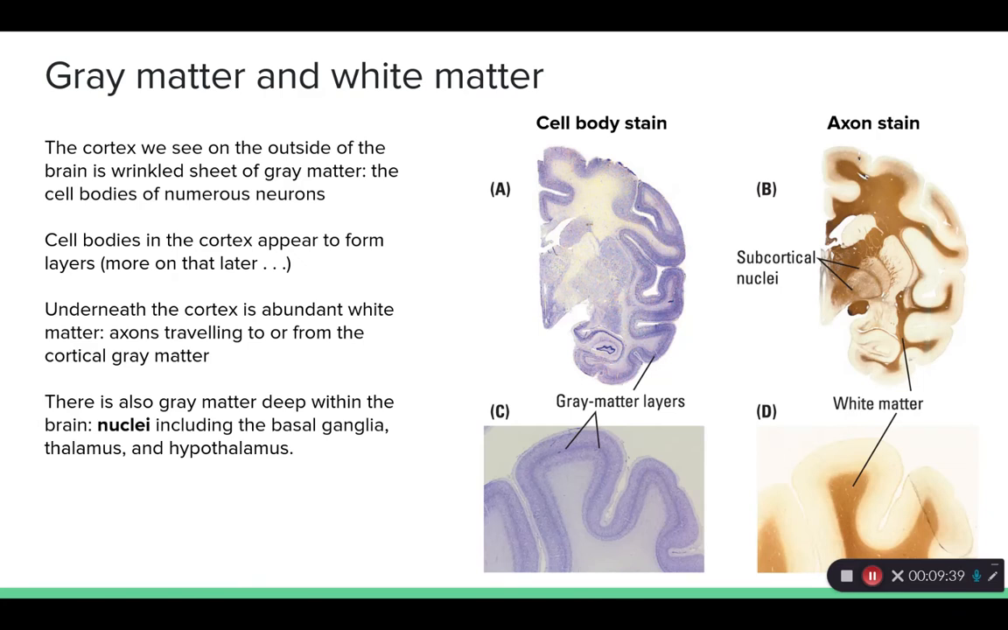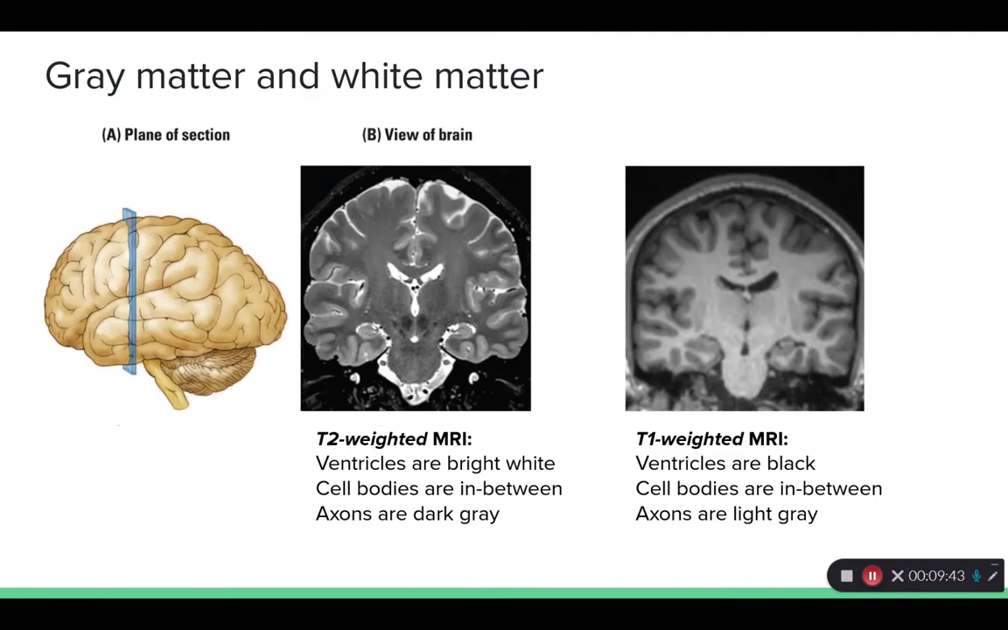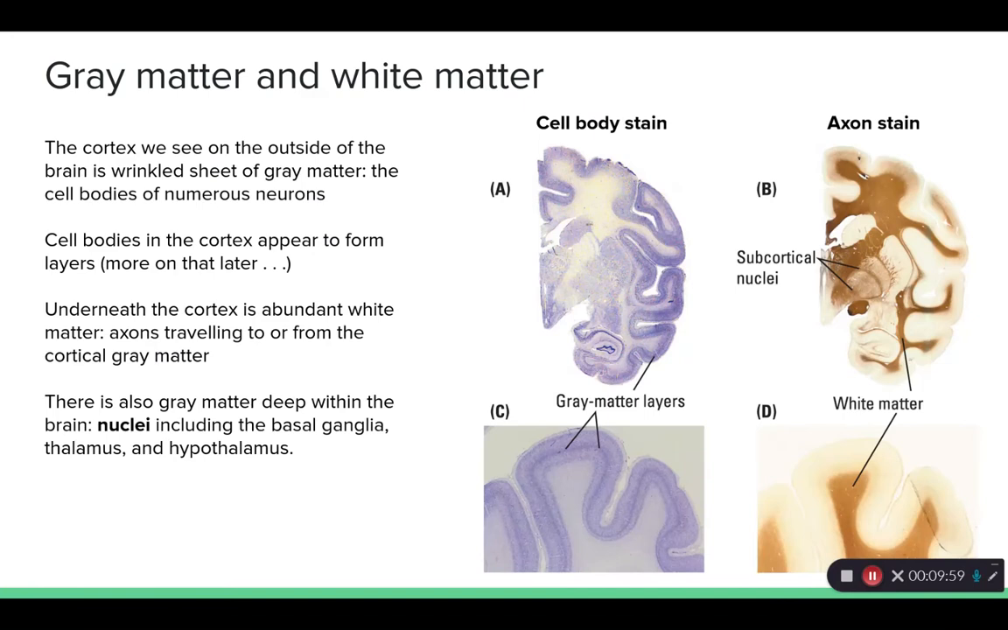Now, there's another way of visualizing neural tissue. This way here, the MRI, is really good for looking at the brain in vivo. So if we wanted to visualize the brain of a living person or a living animal, MRI is a great way to do it. But there's another way that we can do this, which is looking at the brain in what's called a fixed section or a fixed specimen.